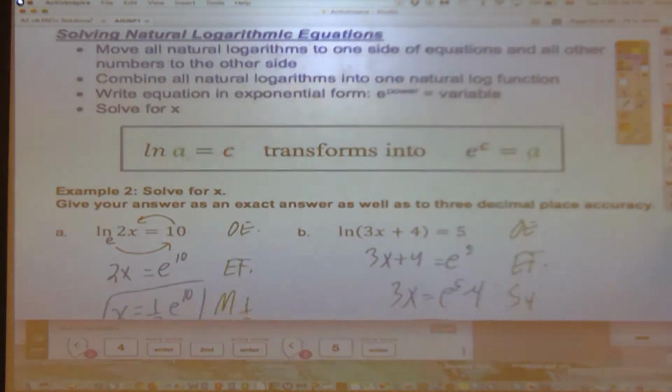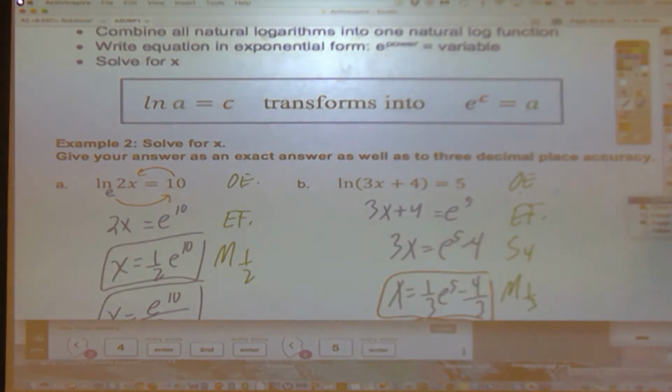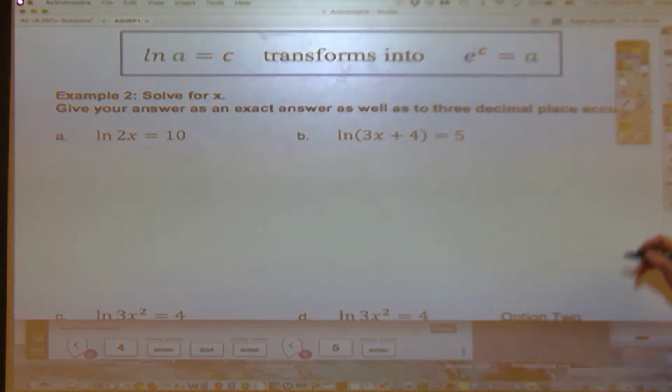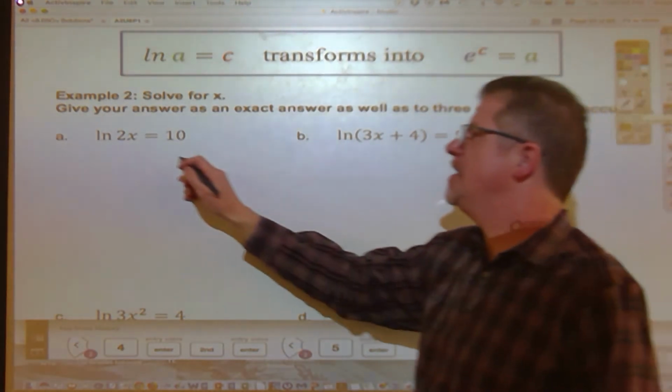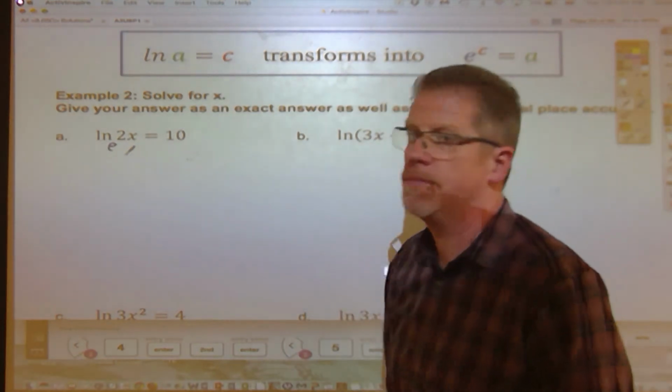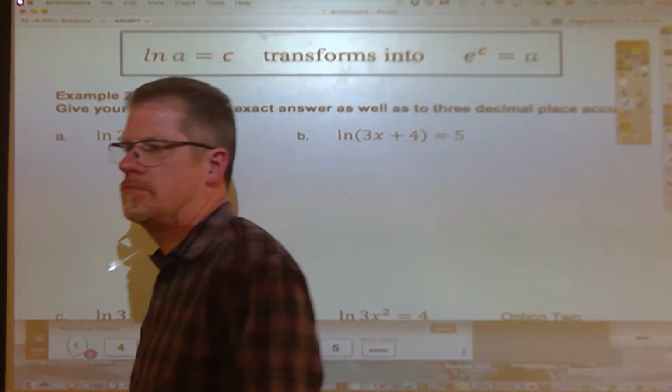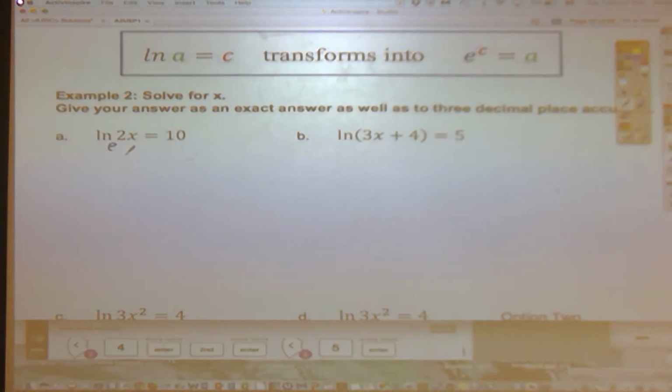Now, we have invisible bases here. For using the arrow thing, it's not a bad idea to make the invisible visible. Natural log really means log base e. So go ahead and try that first one. See what you come up with when you try to solve it.